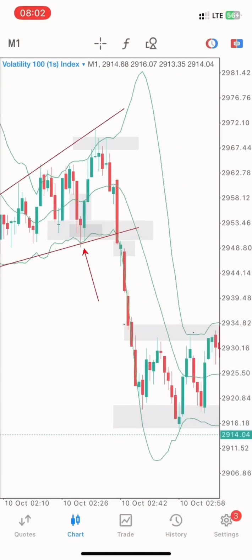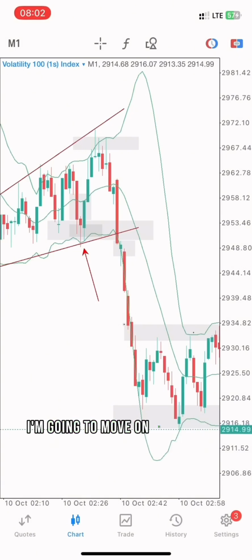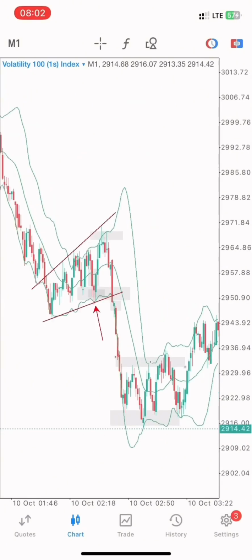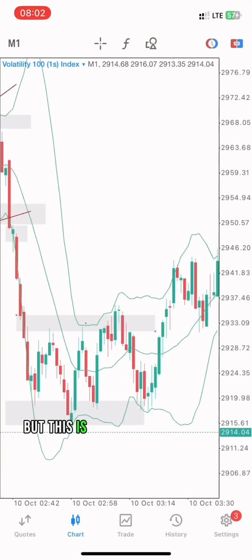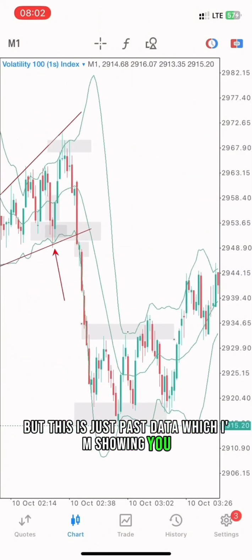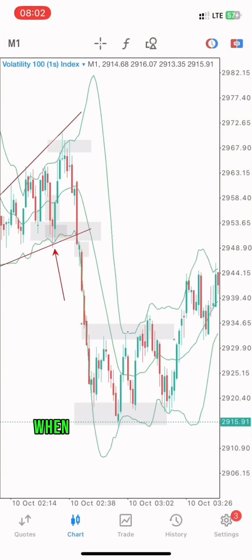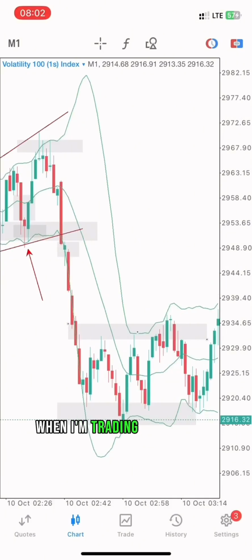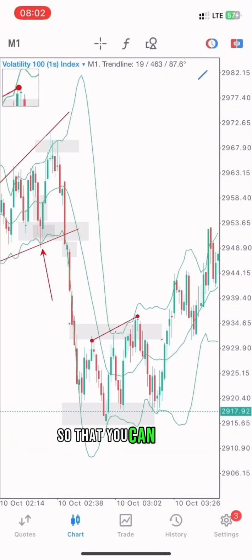So now that I am done with the rising wedge, you've seen, I'm going to move on to the next trade which I would have taken if it was live, but this is just past data which I'm showing you. I'm going to show you live data again when I'm trading, after these kind of examples, so that you can get on.